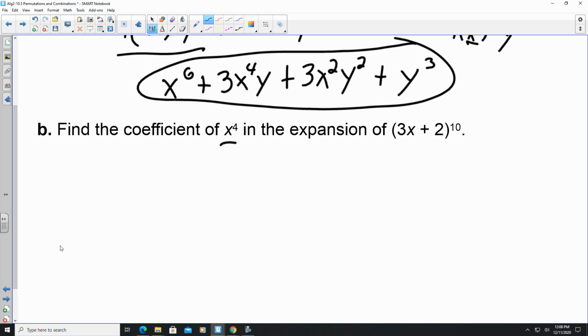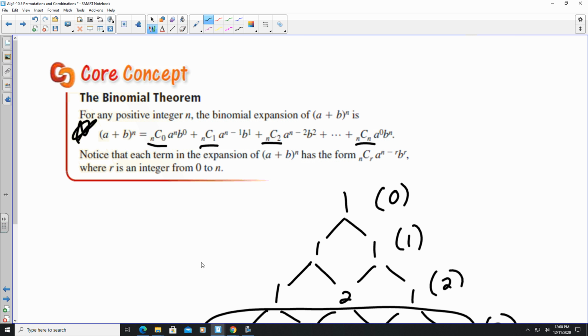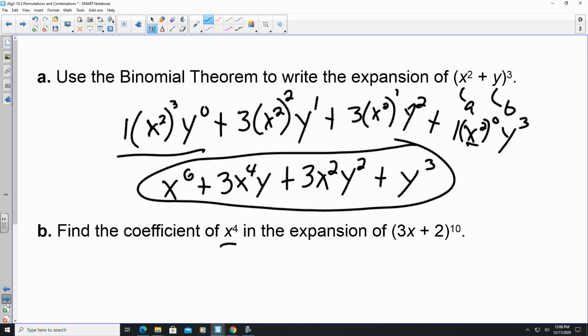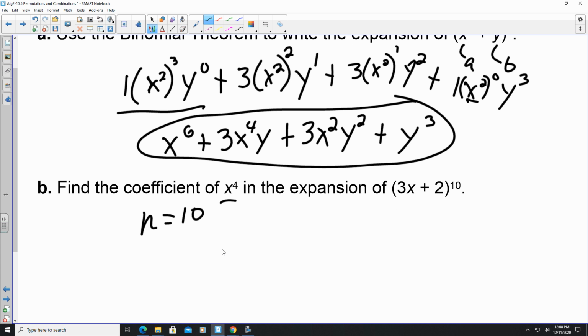All right. Here, they want us to find the coefficient of x to the 4th in the expansion of 3x plus 2 raised to the 10th power. All right, so here is something I would use the binomial theorem for, because for one, they just want us to find one thing. They want us to find this coefficient that is attached to x to the 4th. Everything here starts with n, and n in this problem is 10. So n equals 10.